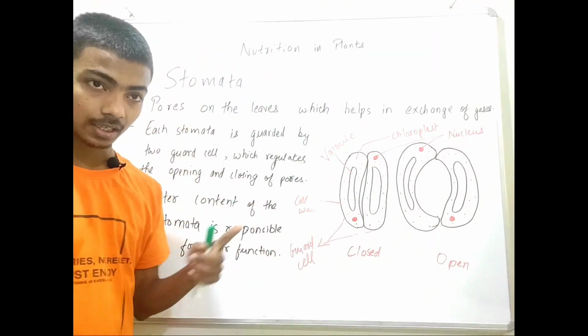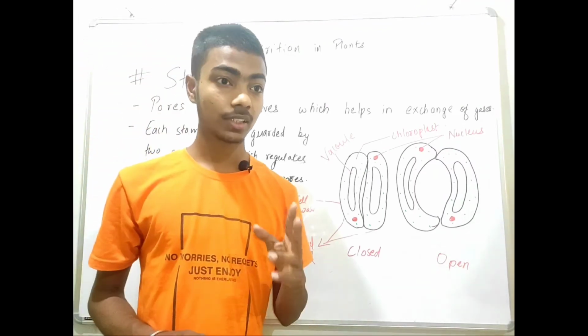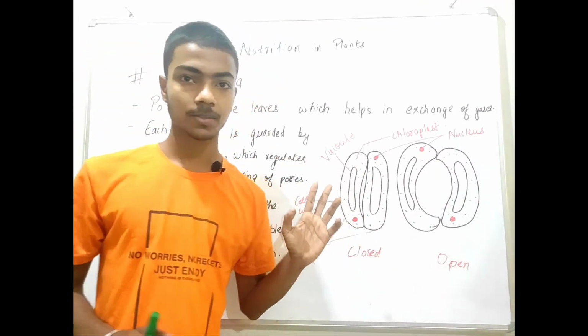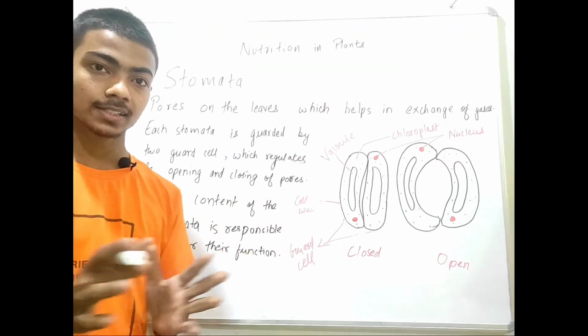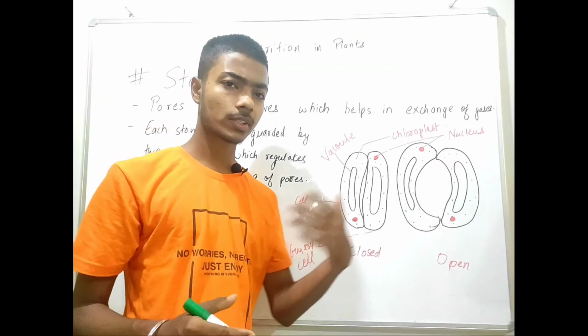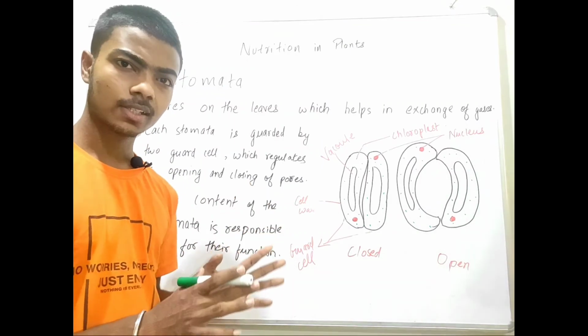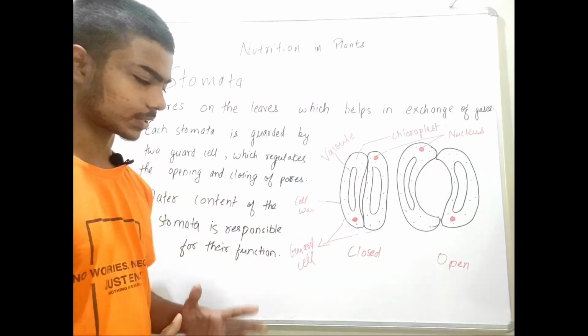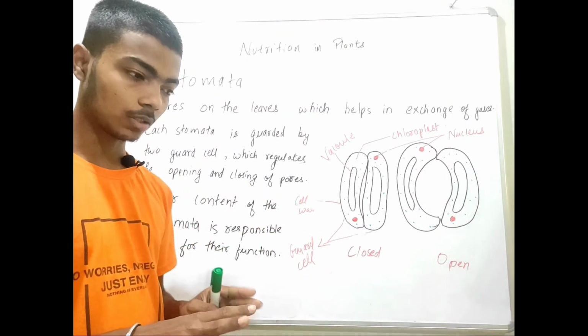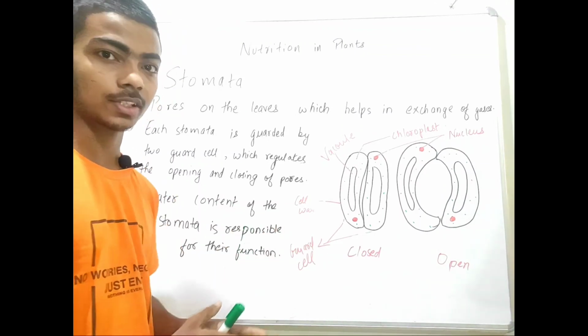And one thing I forgot to tell you is that in the process of photosynthesis there is a dark reaction and there is a light reaction. You will study them in higher classes. For now you only need to know that there is a dark reaction and a light reaction. Both of these together comprise the photosynthesis process.